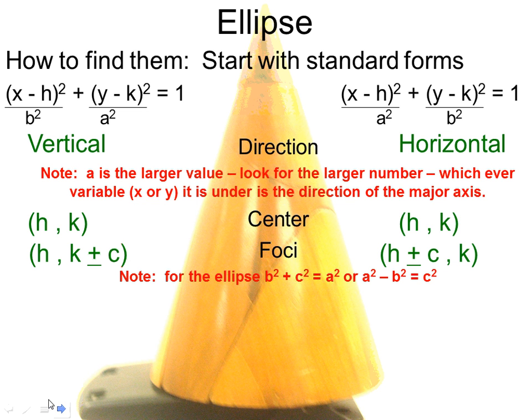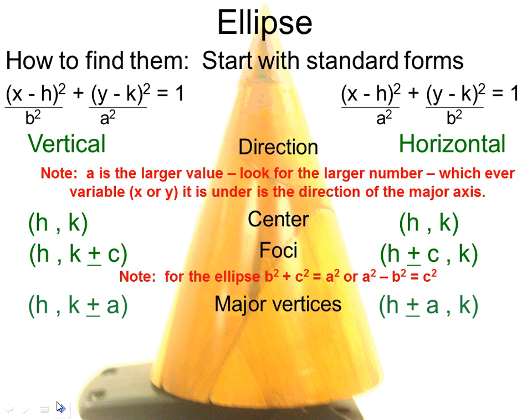It is not the Pythagorean theorem when we talk about the ellipse. When we get to the hyperbola, we'll find out that it does work out to be like that theorem. But here it does not work that way. A squared minus B squared equals C squared. C is going to be smaller than your A value. Major vertices, I'm going to add the A's. Foci, I added the C's.